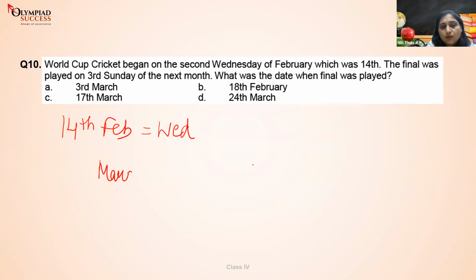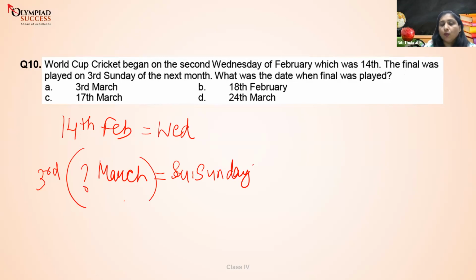Okay, so yes, now World Cup cricket began on the second Wednesday of February, which was 14th. So that means 14th February was Wednesday, when the World Cup started. The final was played on the third Sunday of the next month. Next month means it was March. So in March, it was the third Sunday. So what was the date when the final was played? It is being told that it is a Sunday, but you have to tell me the date. On which date was the World Cup final played?